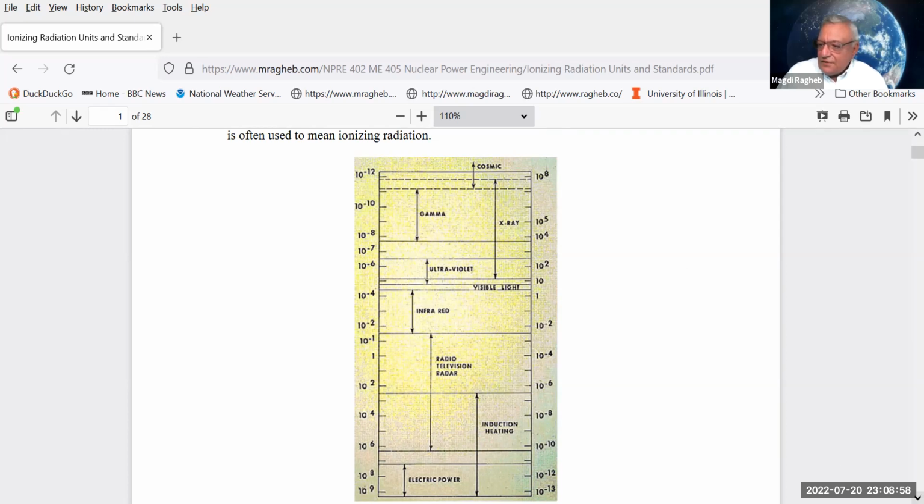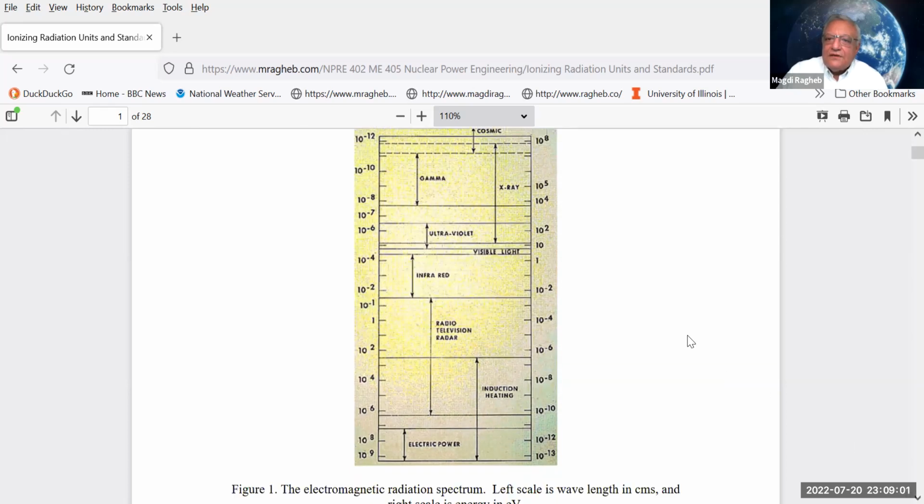This is a common screen that shows us the different radiations that people have to deal with. And on the left scale, this is the length of the radiation in centimeters. So you can find very long wave radiation. That would be electric power generation. And if you go to short wave radiation, you can get all the way to cosmic radiation. Look at how many orders of magnitude that is. That's 9 and minus 12. That's 21 orders of magnitude in the range.